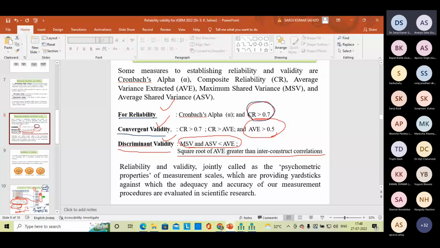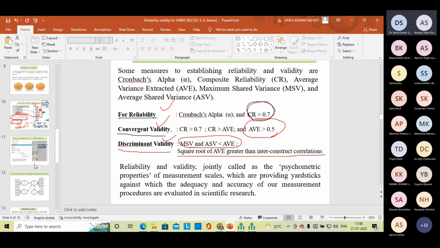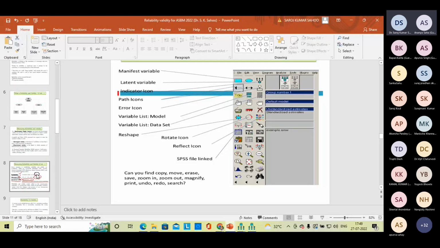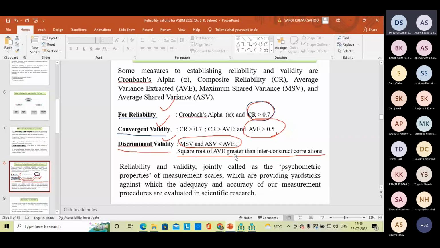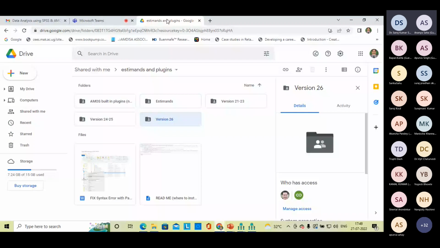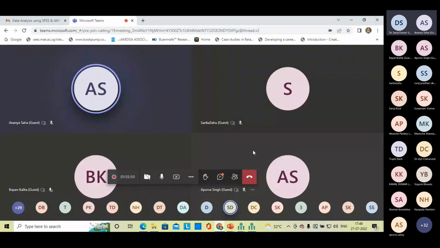May I draw your kind attention, all of you, please? By this time, the reliability and validity has been proven, except the third criterion, that is, the square root of AVE must be greater than the inter-construct correlation. I could not do it because of the technical error, because that is a very quick, single-click calculation. So a very simple and important theme of yesterday's class I have left.